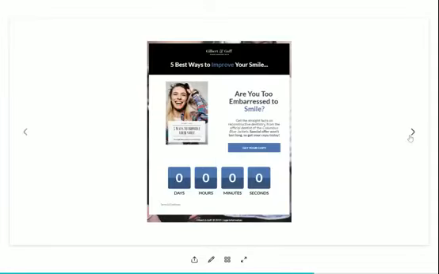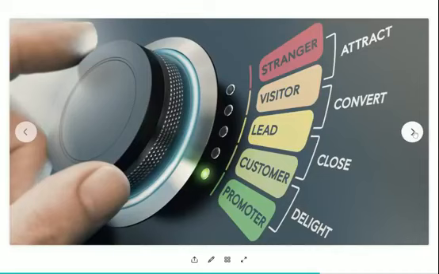All right, so let's say you've captured a lead. You've given your 5 ways to improve your smile little ebook to someone in exchange for their email address. So what do you do next? Well, the truth of the matter is you need to immediately establish clear communication and convert that person from a stranger into a client or patient.